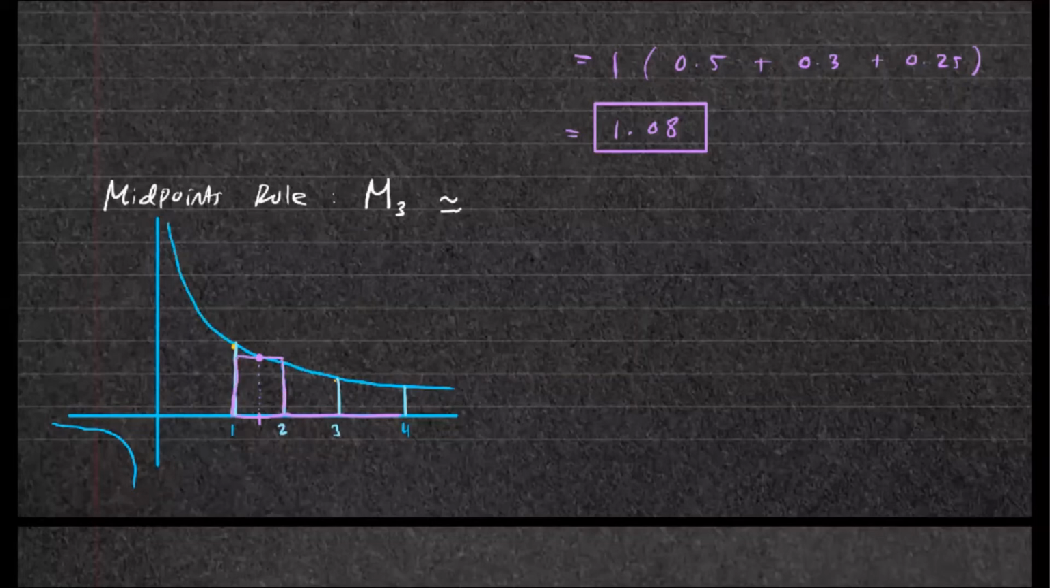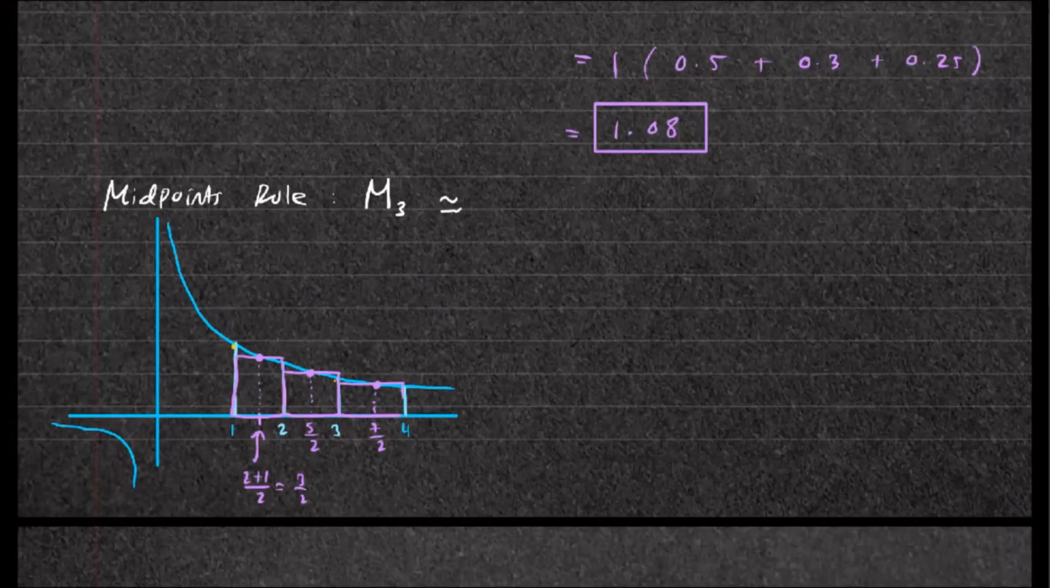So this is 2. So this height is going to be 2 plus 1 over 2. So it's the midpoint of that interval. And do the same thing for the next rectangle. This is the midpoint. Add them up and divide by 2. And this is the next midpoint. So this is going to be 3 over 2. So that's our first x value. And this is going to be 5 over 2. And this is 7 over 2.